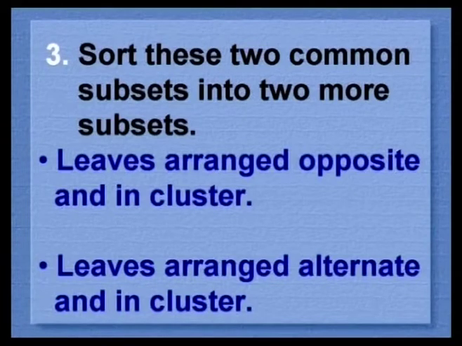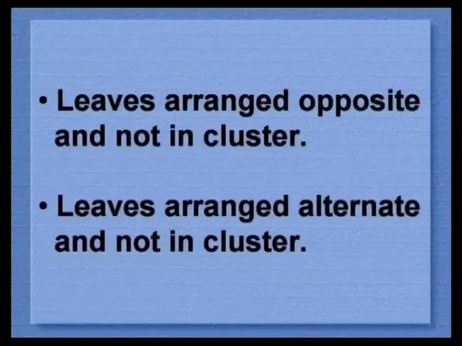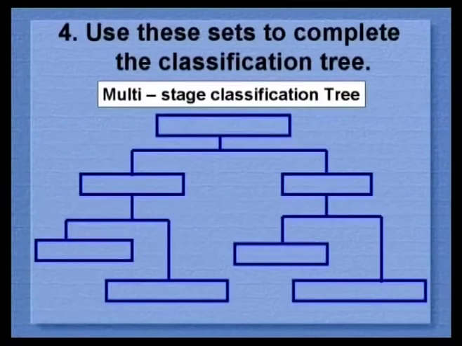I have all those written on the flashcards. I will be putting that one up on the whiteboard to help you. Leaves arranged opposite and not in cluster. Leaves arranged alternate and not in cluster. Lastly, you are to use that sorting that you have done to complete the multi-stage classification tree.